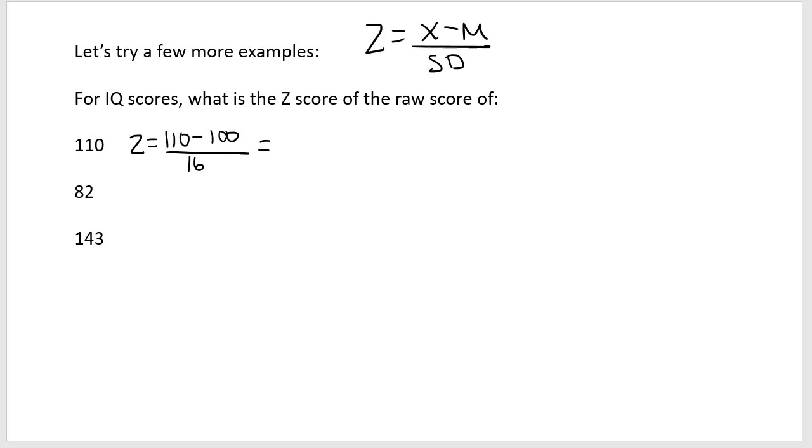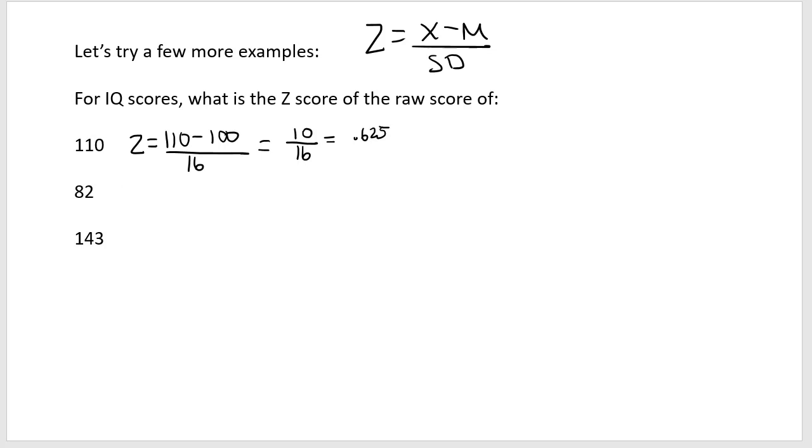The mean is 100. That is equal to 10 divided by 16, which is equal to 0.625. So we've seen that one before. So our z-score, if you have an IQ of 110, is 0.625. Let's move down and we'll work with 82.